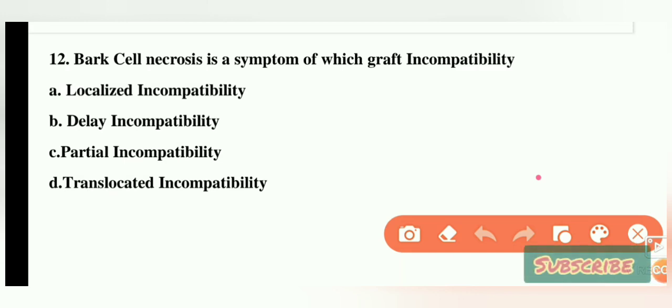Then next question, question number 12. Bark cell necrosis is a symptom of which graft incompatibility? Here the options are localized incompatibility, delayed incompatibility, partial incompatibility, translocated incompatibility. And here the right answer is localized incompatibility.